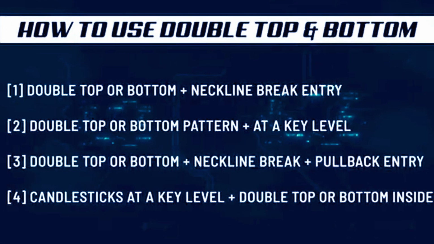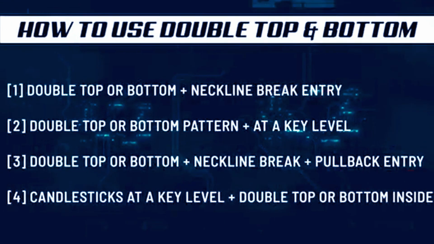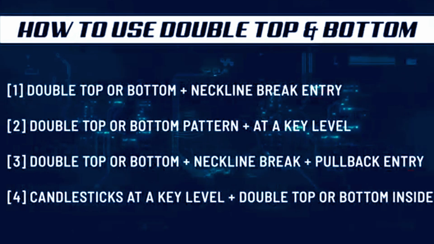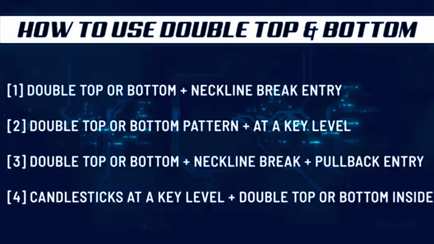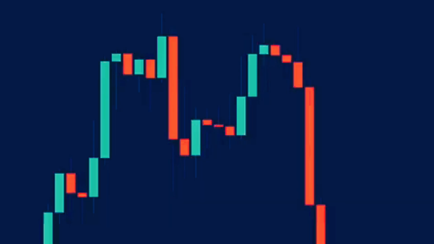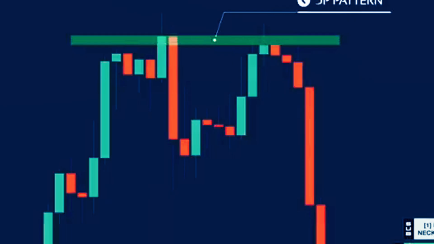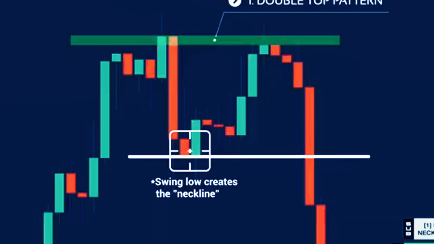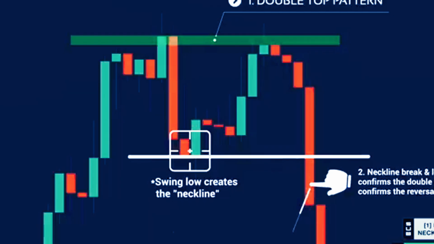Now, these are the 4 core variations to using the double top and double bottom pattern. Let's start with the first, which is the neckline break entry. So you first have your double top pattern that forms. Neckline here because of the recent swing low. Now, once price breaks the neckline and makes a lower low, you would take a breakout entry short, as the reversal and trend change is now confirmed.